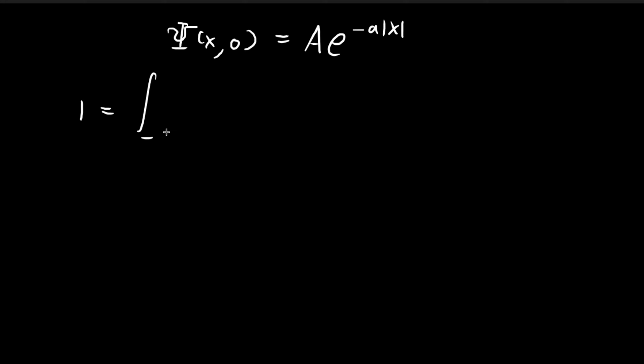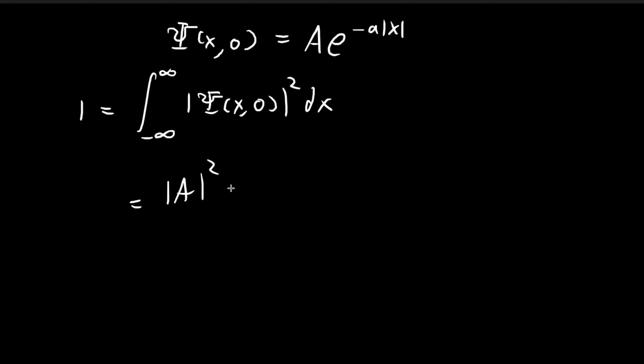So 1 is going to be equal to the integral from negative infinity to infinity of the absolute value of the initial wave function squared dx. So we can just substitute this expression straight in. I can pull out the constant, so the absolute value of the constant A squared, and then inside I have e to the power of negative 2a times the absolute value of x dx. I can take away the outer absolute value sign because e to the power of something is always positive, so it would be redundant to keep the absolute value sign.